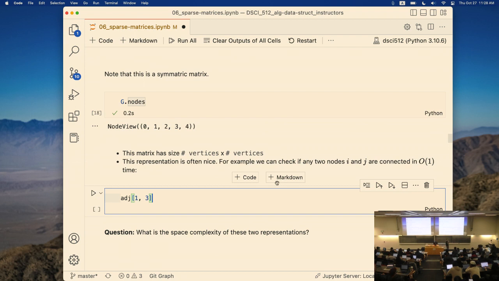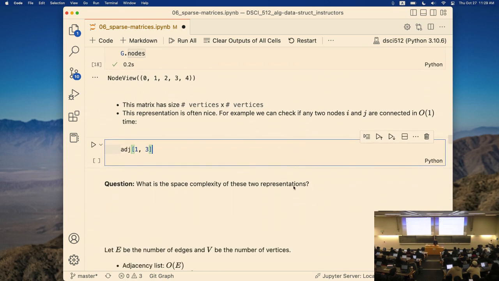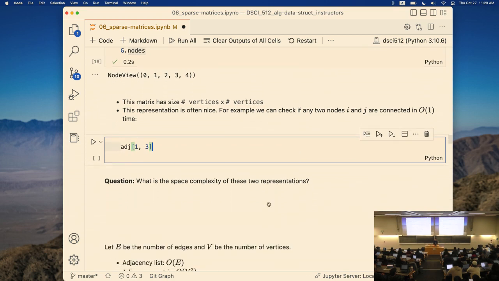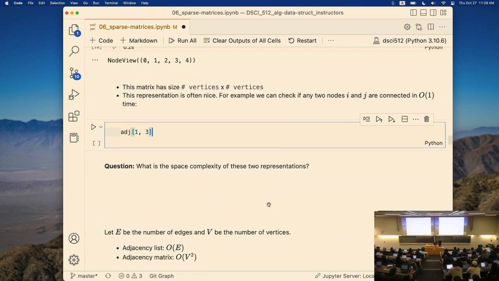N meaning the number of nodes? Okay, that's for... Right, right. How about the adjacency list? Yeah, okay. Let's see. So you're right. For adjacency list, we only store a list of the edges. So that will be O(V) in terms of space. With the adjacency matrix, it will be O(V squared), and V is the number of nodes that we have, or vertices. Okay, so right away we can see that it takes a lot of space to represent graphs using adjacency matrix.